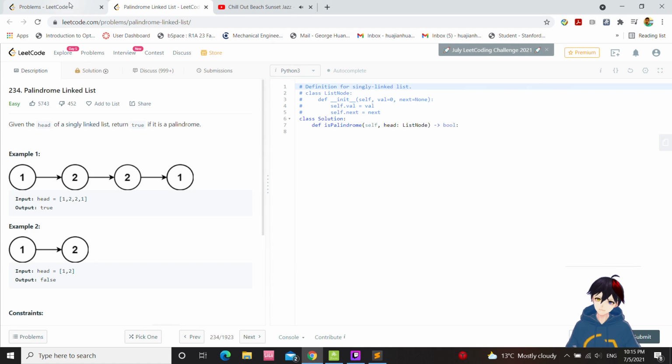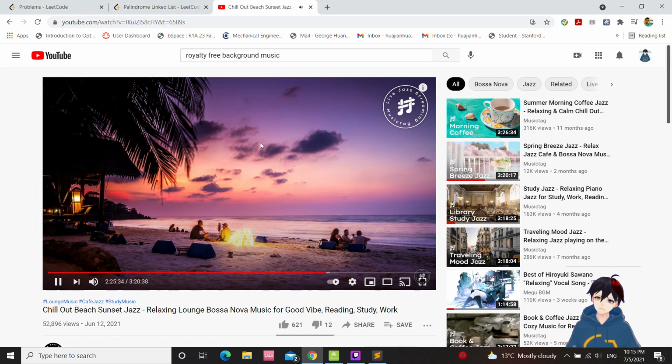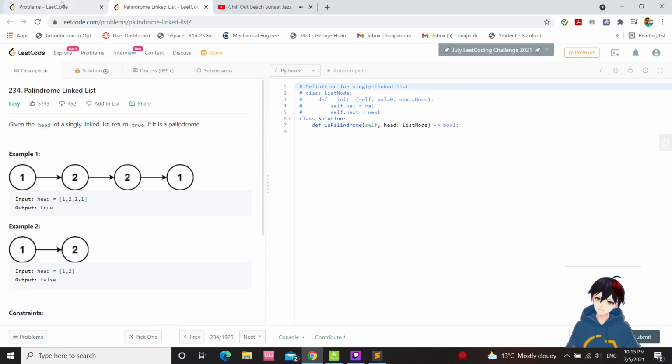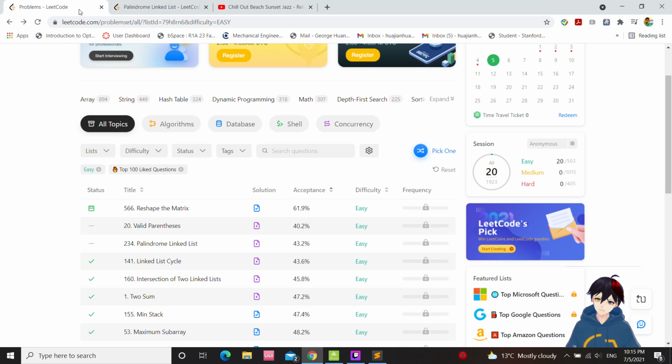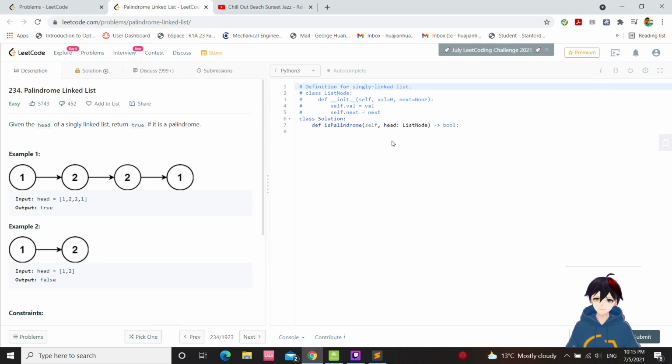We're just on fire with the LeetCode. And let's do this next easy. We've got two left for the top 100 questions. Palindrome linked list. We have so many linked list problems today. Let's go.